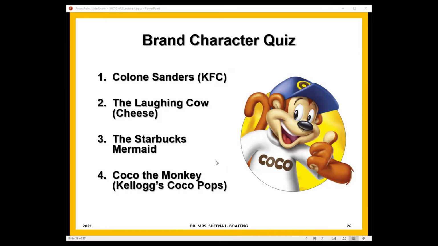Right? So these are examples of brand characters. He's called Coco the monkey. And they have characters for all their cereals. So what's the name of the tiger? I've forgotten the name of the tiger. But Kellogg's Frosties, the character is a tiger. Are you aware? Yes. And he has a name too. I've forgotten his name. Please, does anyone know his name? Does anyone remember his name? He's called Tony the Tiger. Yes, good, right? Tony the Tiger.